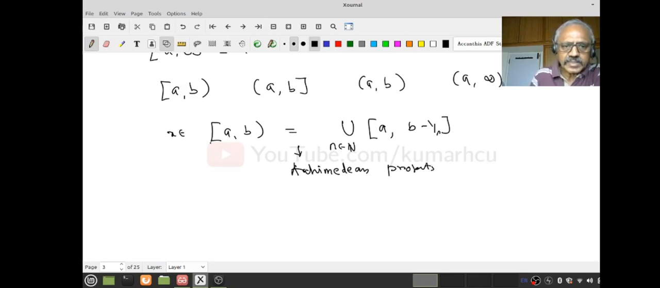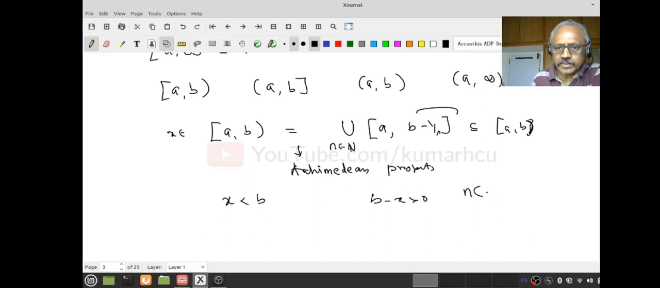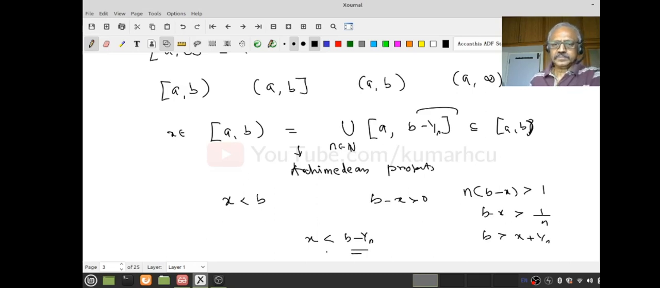Because you start with any x here, each one of them is contained in AB. And why does this equality hold? Yes. Now suppose x is less than b, that means b minus x is positive. Therefore by the Archimedean property there is an n such that n times (b minus x) is greater than 1. That means b minus x is greater than 1 by n, that means b is greater than x plus 1 by n, which is the same as saying x is less than b minus 1 by n. Do you understand this? Therefore, given any x, there is an n so that x belongs to this interval.